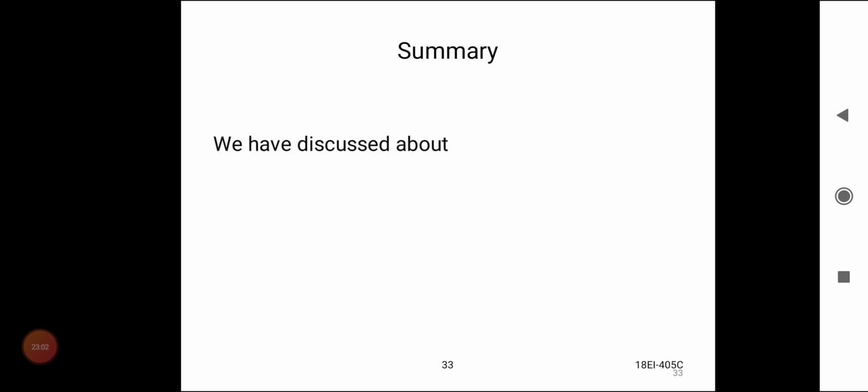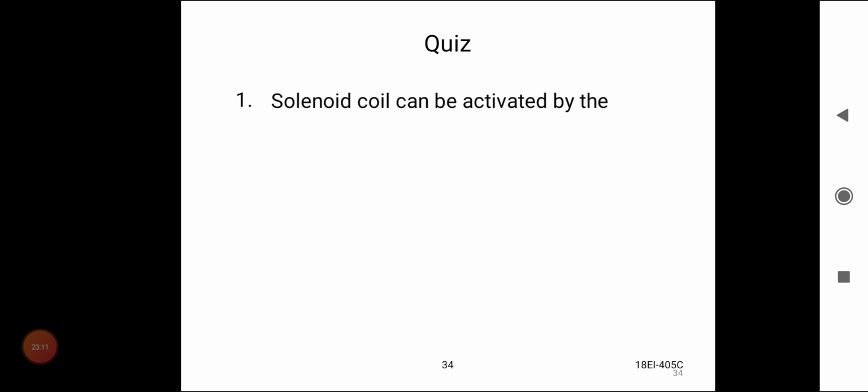Summary: we have discussed the electrical actuator, the solenoidal valve. Question: the solenoid coil can be activated by A, SCR, B, UJT, C, FET, D, MOSFET. So the solenoid coil can be activated by A, which is correct: SCR, silicon controlled rectifier.